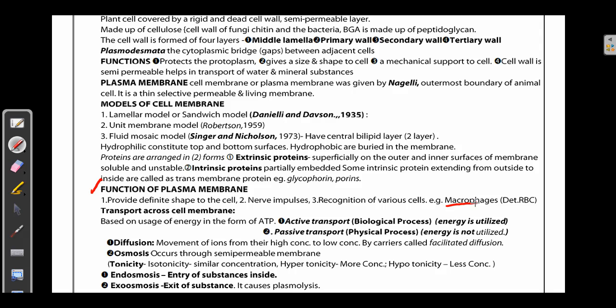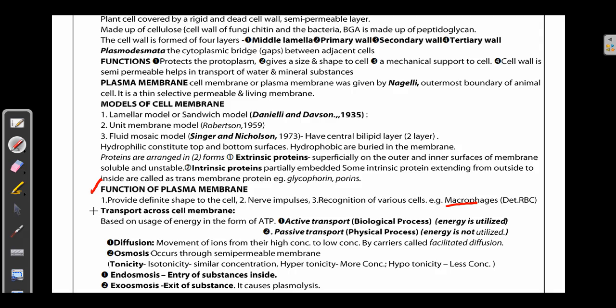For example, the macrophages always detect the dead RBC cells. Generally each RBC cell that is produced by the bone marrow has around 120 days of lifetime. When they die, they move in the blood, which is a useless thing. So the macrophages detect them, remove them, and transfer them to the liver. This way the plasma membrane has a lot of functions.